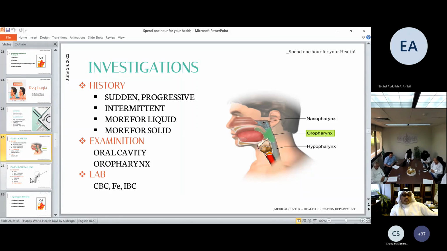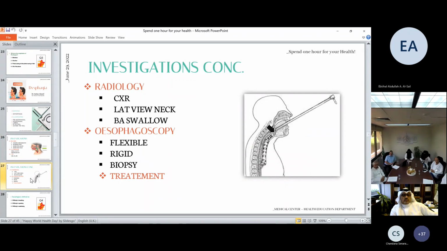Next, radiology. We can do an X-ray chest to rule out any mediastinal or pulmonary cause, or any cerebrovascular cause for this dysphagia. A soft tissue lateral view can show parapharyngeal masses or abscesses pushing from the outside.